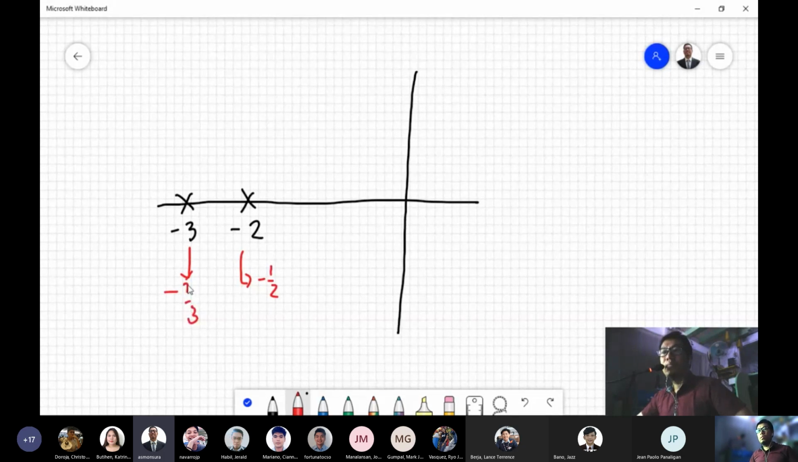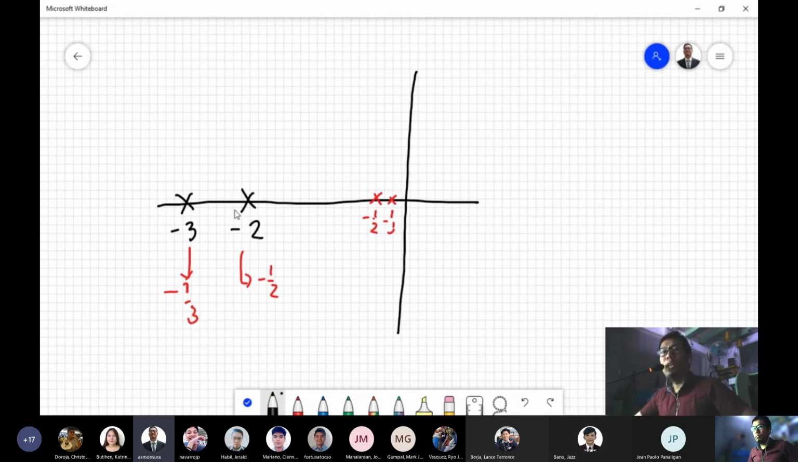Pag kinuha niyo yung reciprocal nitong -3, that becomes -1/3. Tama ba? Mapapansin niyo na negative pa rin sila. Nagpalit siya ng location pero hindi siya nag-crossover sa right half plane. Ito yung -1/2 ninyo, ito yung -1/3 ninyo. Nasa left half plane pa rin siya. Pero what happens kapag kinonsider natin itong reciprocal ng roots ninyo? Tingnan natin muna ito.